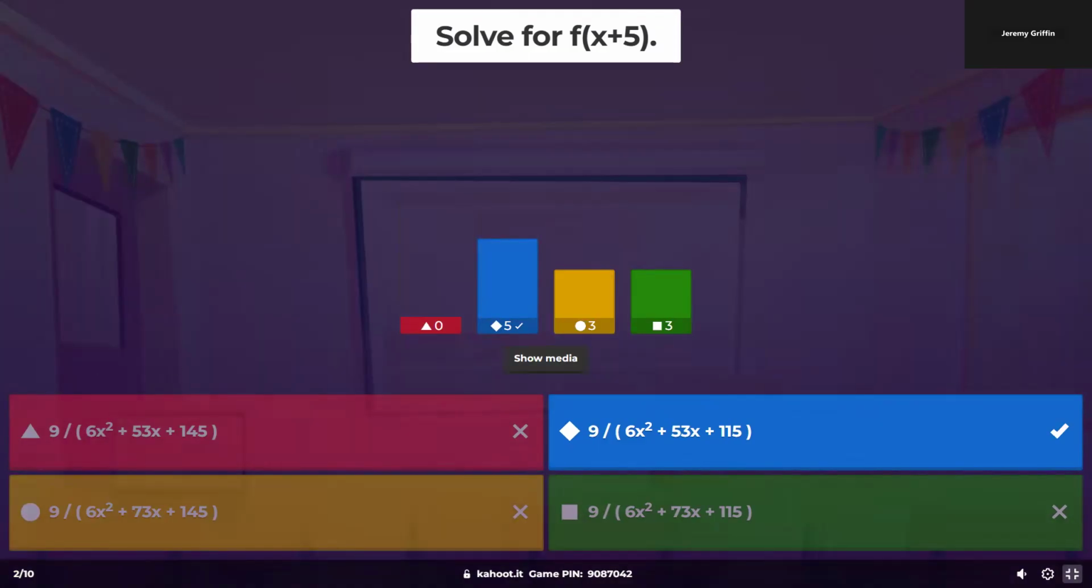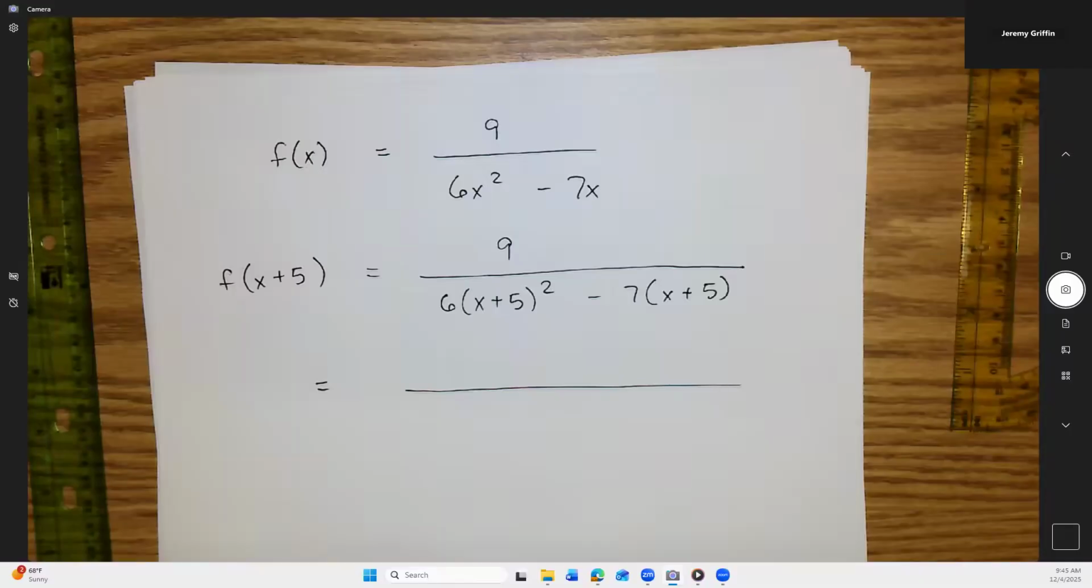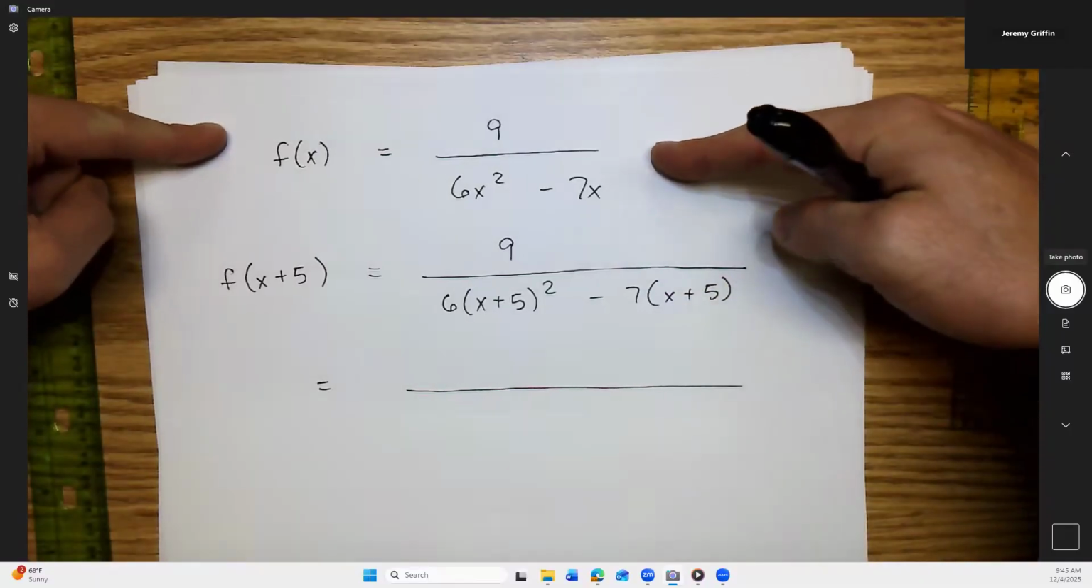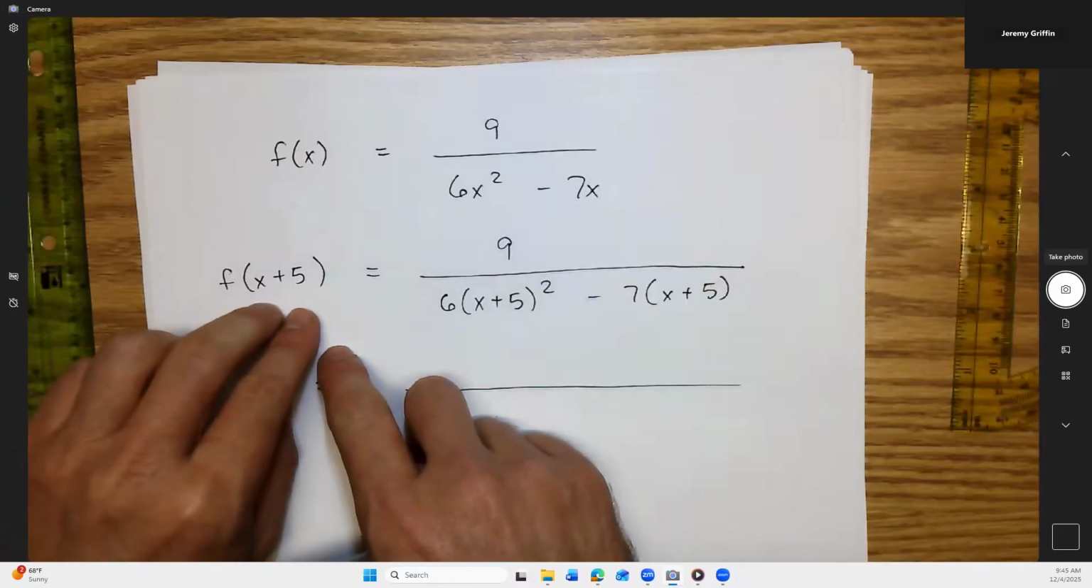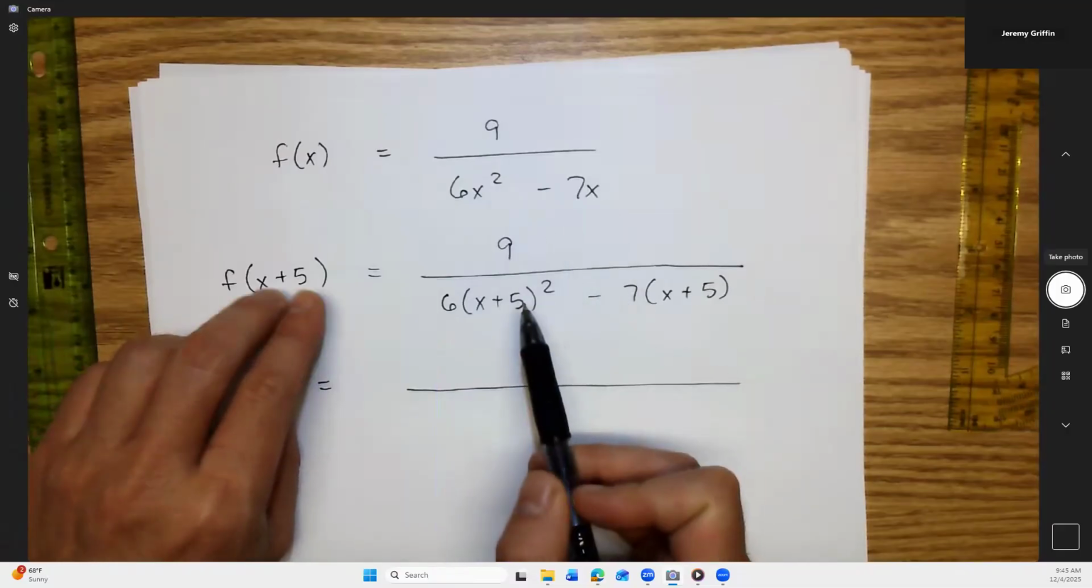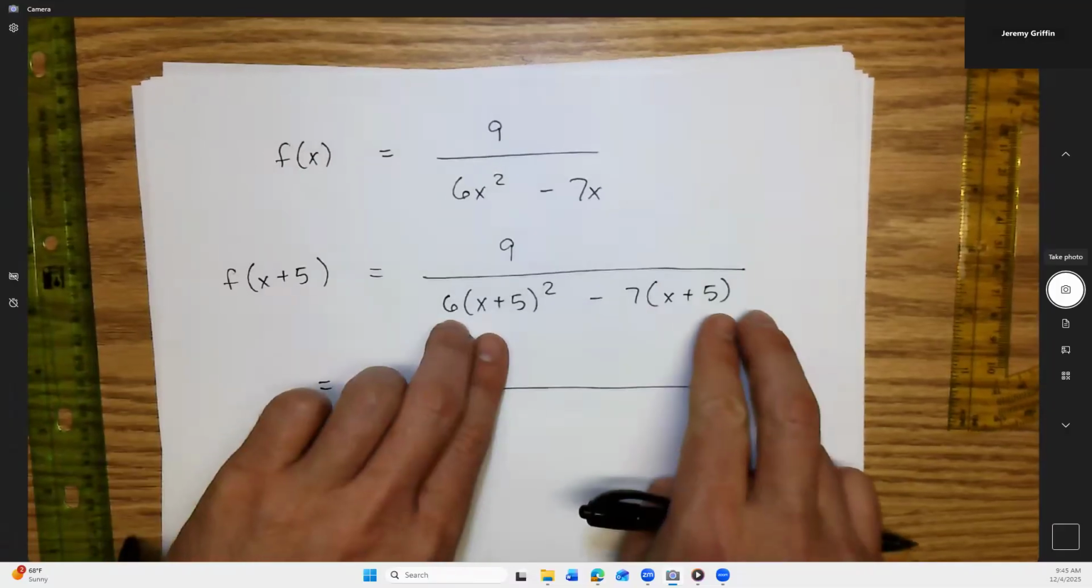All right. I'm on the podium. Okay, so here's the original function. It looks like this. Now, I want you to solve for f of x plus 5. So wherever an x is, you replace that with x plus 5. You see that?